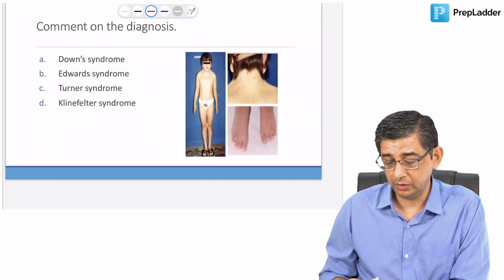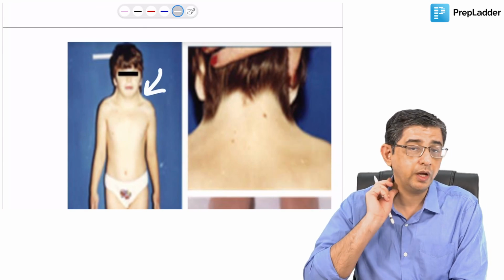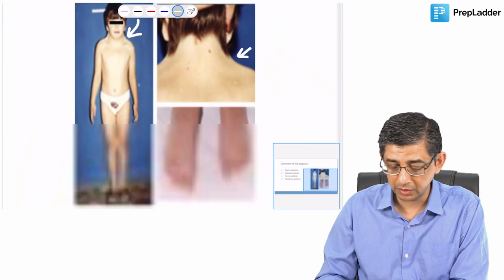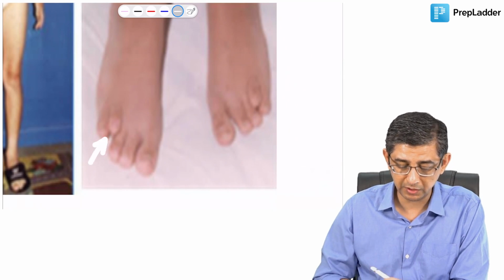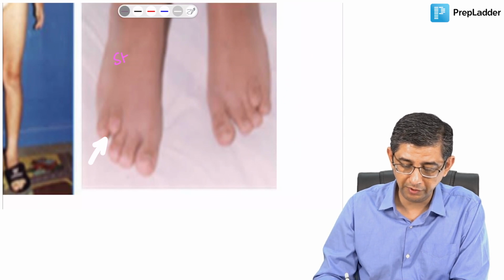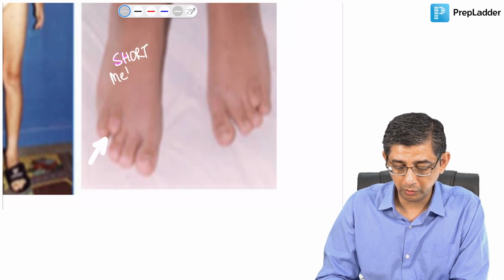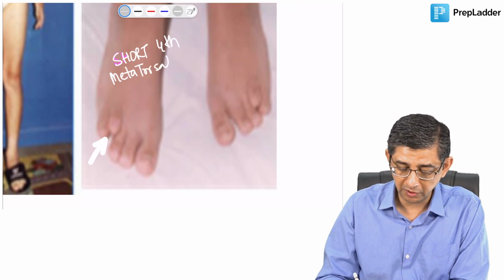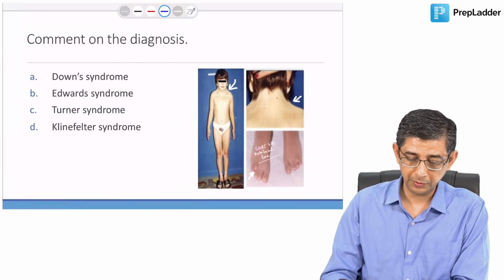The next question says comment on the diagnosis. If you look at this girl child, you will notice a very characteristic webbing of the neck. This webbing of the neck, which is highlighted, will make the diagnosis Turner syndrome. Another feature which is very characteristic in this image is short fourth metatarsal. I'll just write it down for your convenience, though this is very well mentioned both in pathology as well as in pediatrics, that whenever you read about short fourth metatarsal bone, it's a feature encountered with Turner syndrome. The answer to this question is option number C.